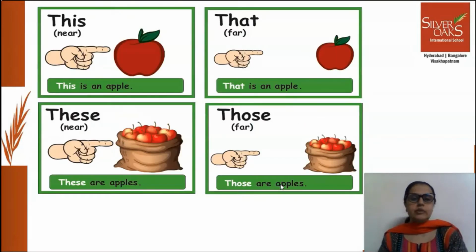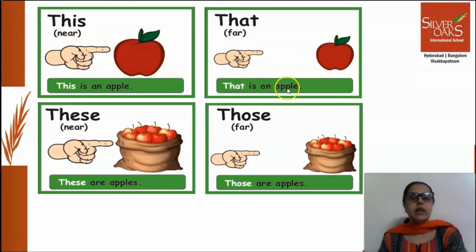Let's see a few examples. What is this? This is an apple. Since there is only one apple and it is near us, we will use the demonstrative pronoun this. This is an apple. Now look at this picture. How many apples are there? There is only one apple and it is far from us. So we will use the demonstrative pronoun that.